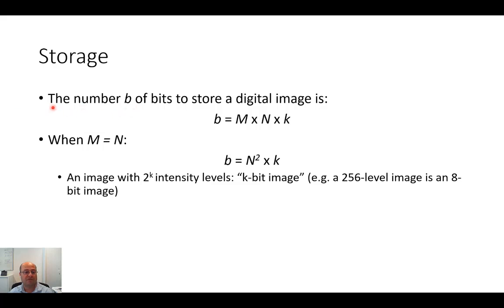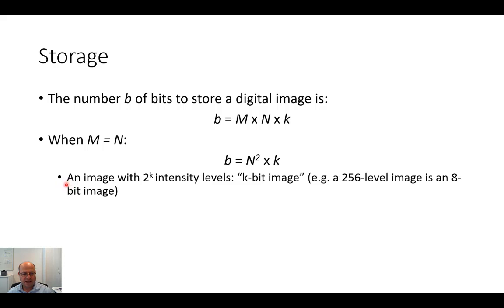So in the most fundamental sense, the number of bits to store a digital image is calculated by m times n, the size of the matrix, times the intensity levels that you have to represent the image. Of course, if m is equal to n, you have a quadratic relation between the bits necessary to store the image and the size of the image.